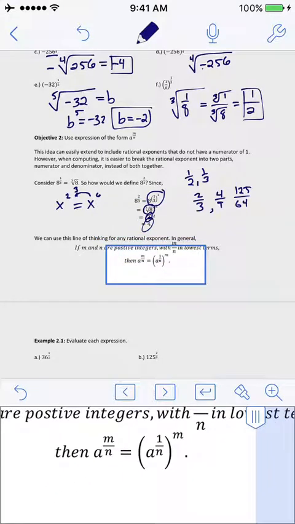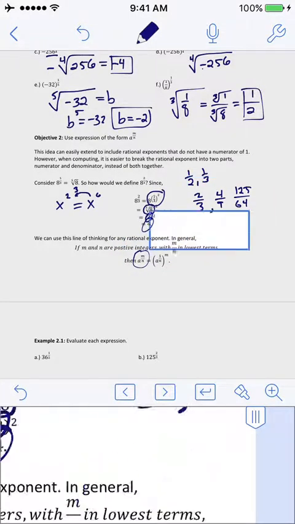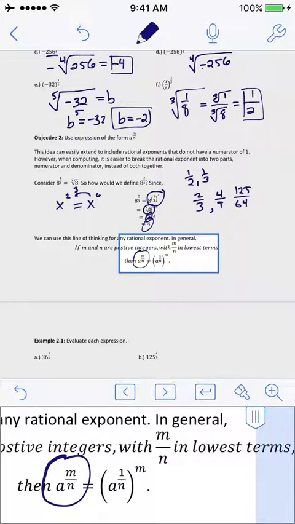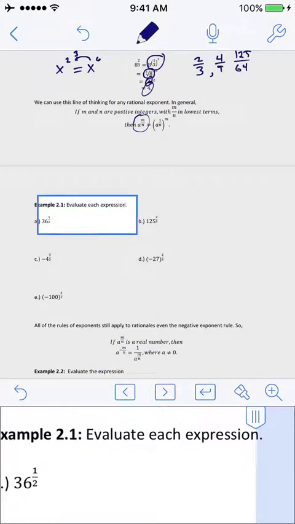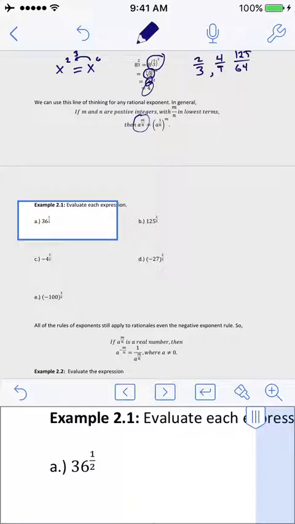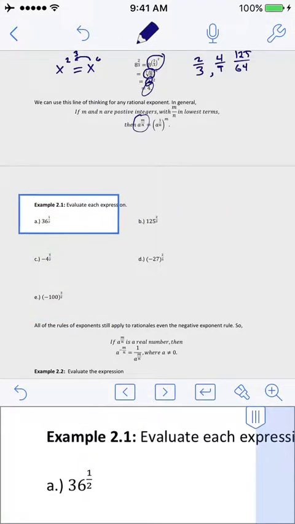Awesome. That works for any fraction of m and n, any denominator. I could do that with 125/64. I would get a to the 1/64 to the 125th. So you can just break it into 2 pieces. That's all you need to do. So let's try that and see if we can evaluate some of these expressions with that idea.